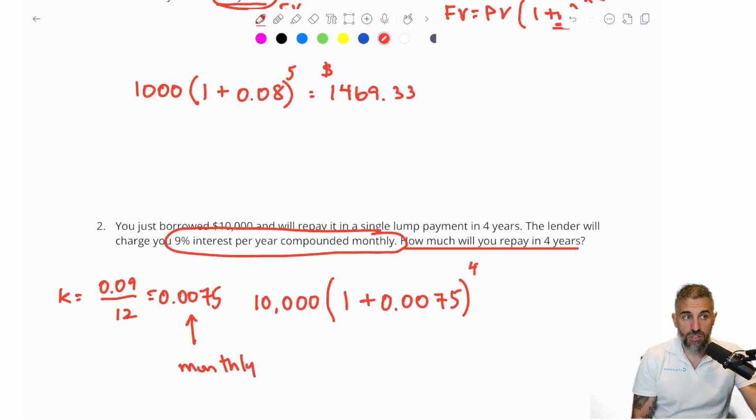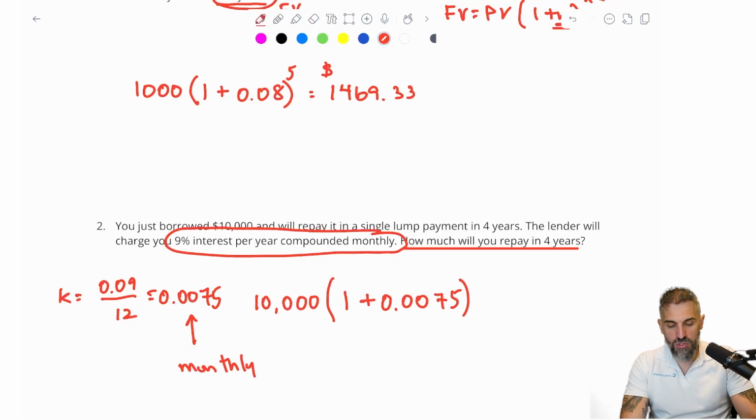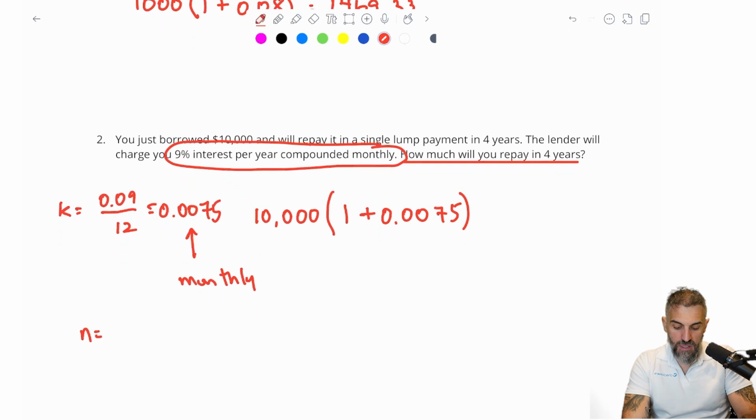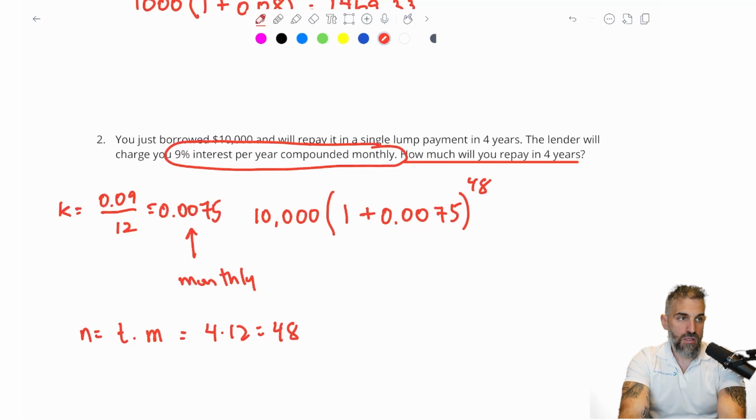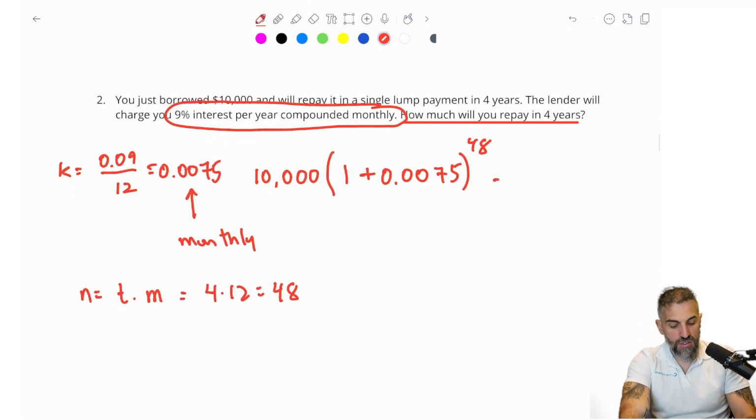N is number of periods. So you have to do 4 times 12. N is just the number of years times your compounding frequency. It's 4 years times 12, 48 months, because your rate is in months, so you have to tell me your total time in months. 10,000 times 1.0075 to the power 48. 14,314 and 5 cents.